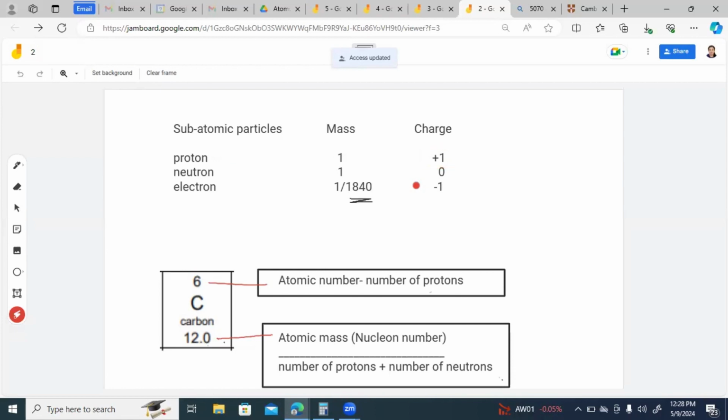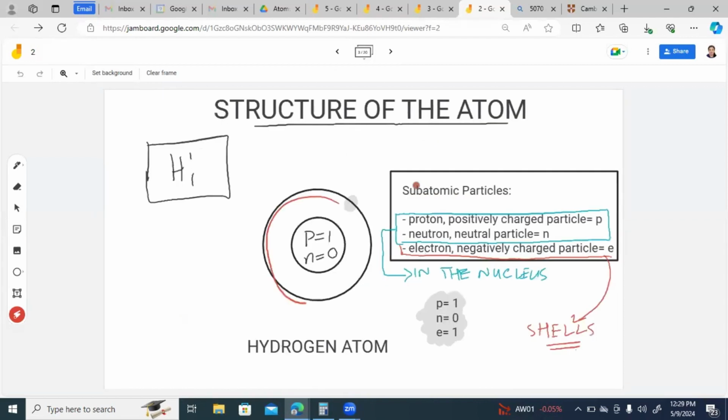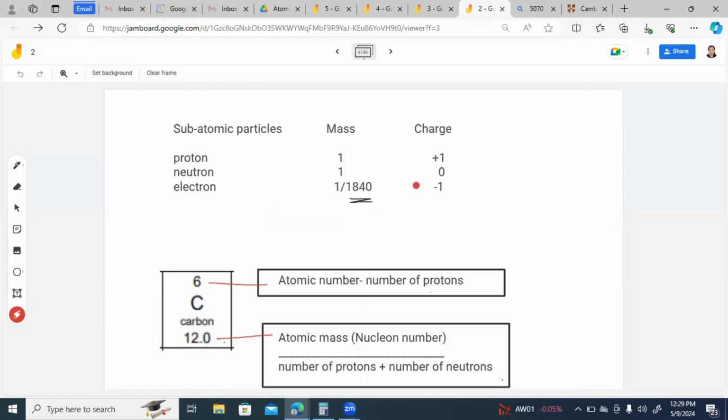Neutron mass is 1 and its charge is 0. Electron mass is 1 divided by, that means it is the lightest of all, the electron, and its charge is -1. Now look over here, this is why they're able to revolve around it, okay.